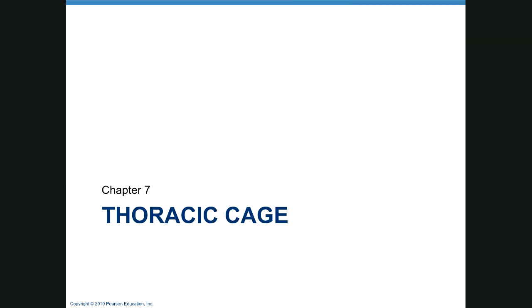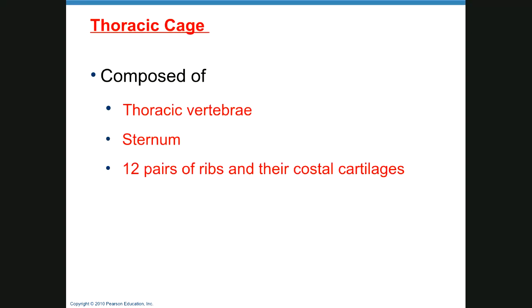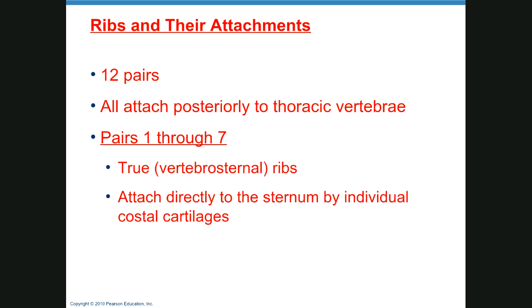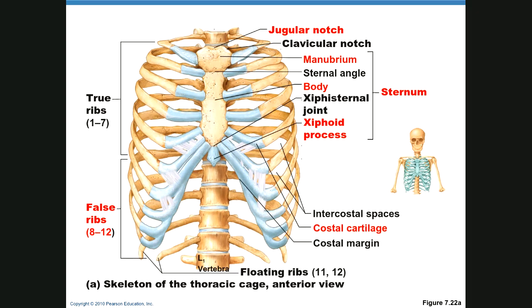Okay, so finally we're going to look at the ribs. We have 12 pairs of ribs, which means we have 12 on the right, 12 on the left. And what we're going to do is classify them based on the relationship with the breastbone, which is the sternum. So we have 12 ribs, and the first 7 ribs, 1, 2, 3, 4, 5, 6, 7, are called true ribs, because they have a direct attachment to the sternum.